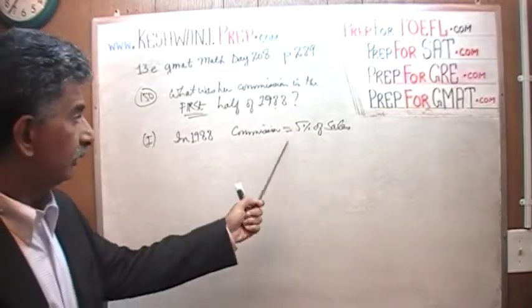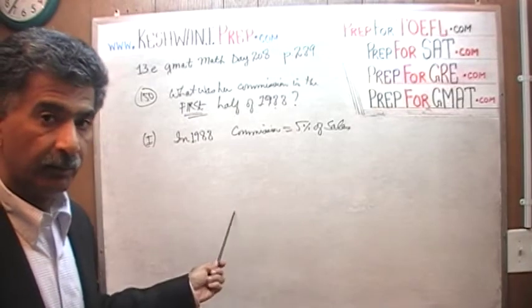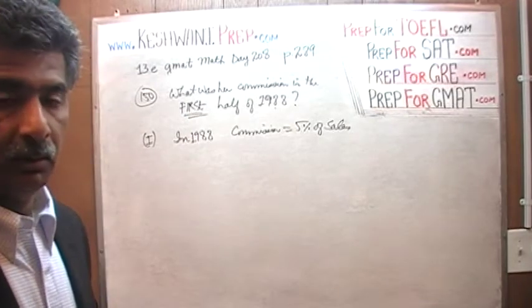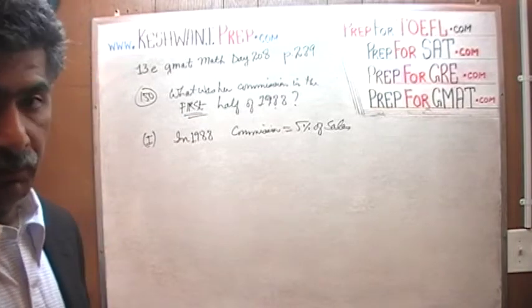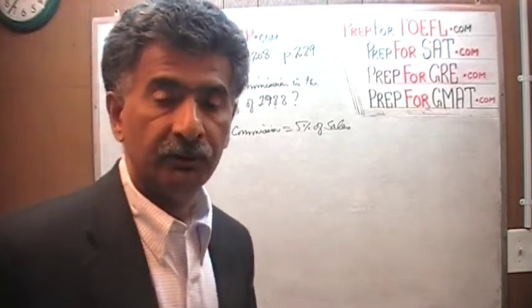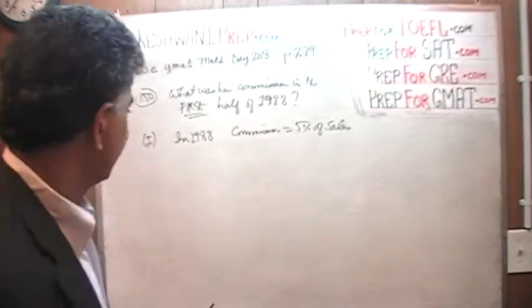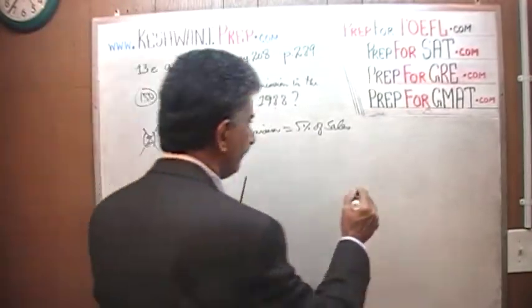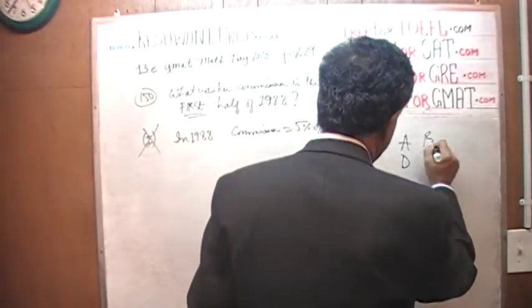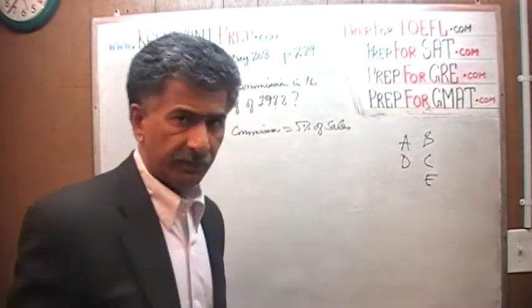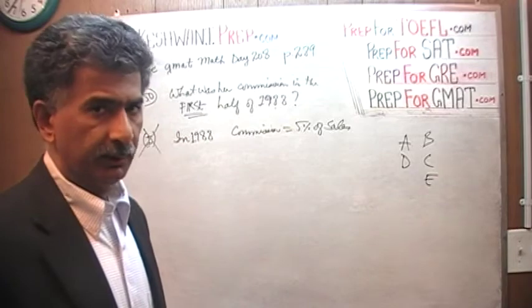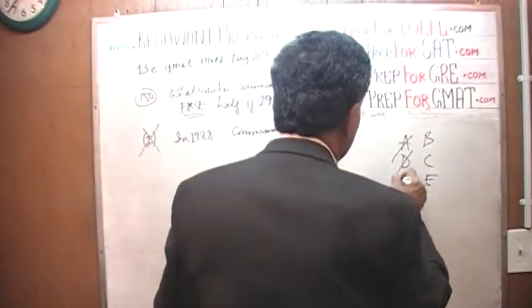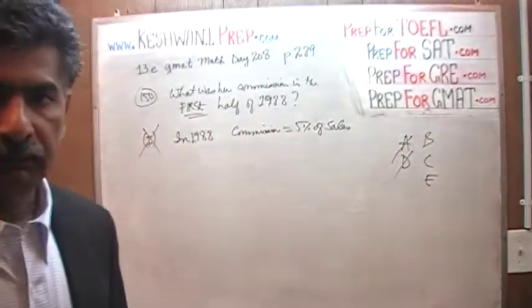So even if the second statement tells us what the sales were for the whole year of 1988, it will still not enable us to answer the question, which is what were her commissions for the first half of the year. The first statement is not enough. A, D, B, C, E. Because the first statement by itself turns out to be not enough, the answer cannot be A or D. It will have to be either B, C, or E. Let's look at the second statement.